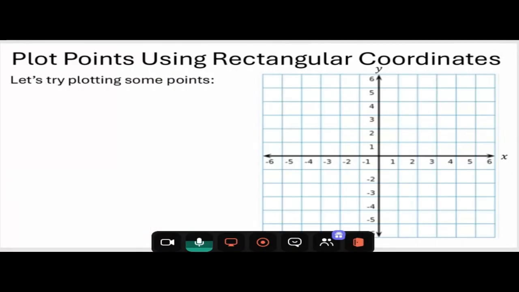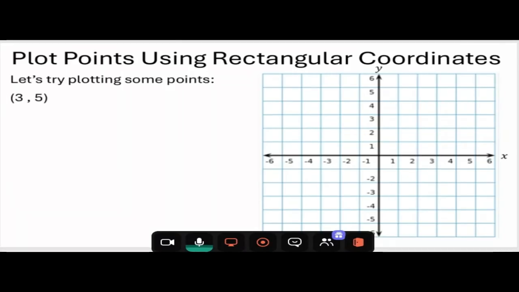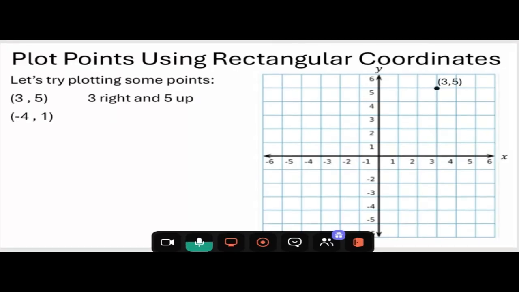So let's try putting some points on this graph. You can see I have my horizontal axis, the x-axis, going right and left, my vertical axis, the y-axis, going up and down. There's a point where x is 3 and y is 5. So what that means is I'm going to go 3 to the right and 5 up. So let's see over here. 3 to the right, 5 up. So there's the point right there. And there we see it appear. So there's (3, 5).